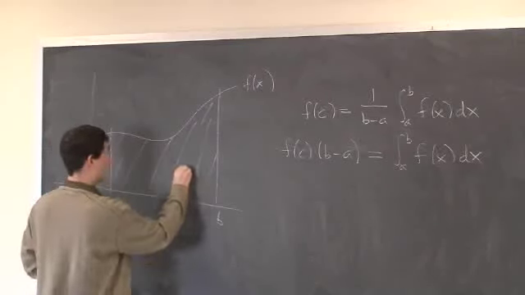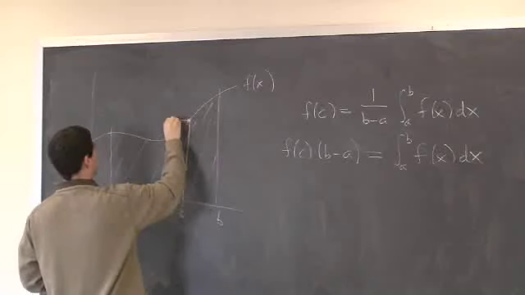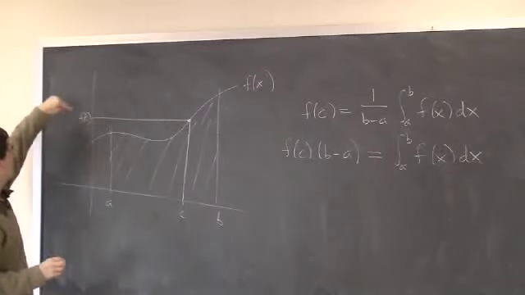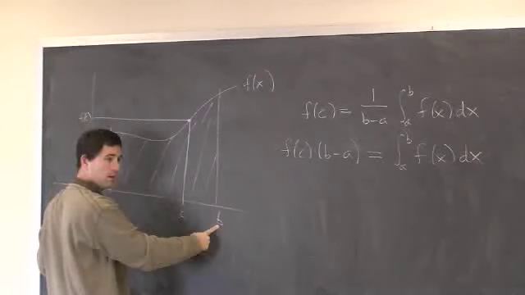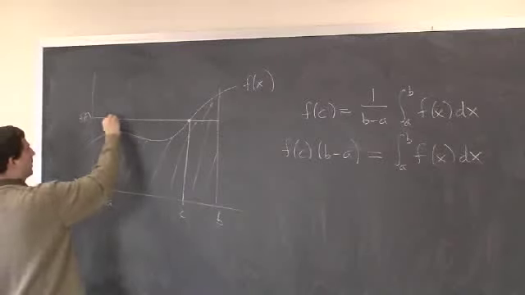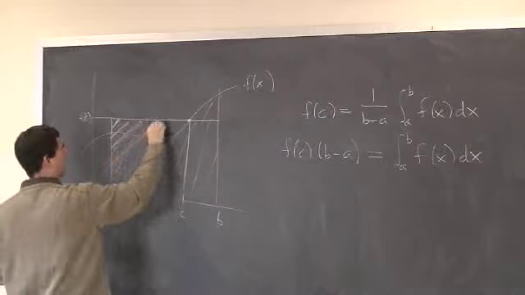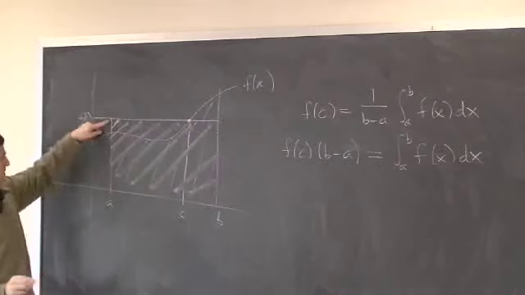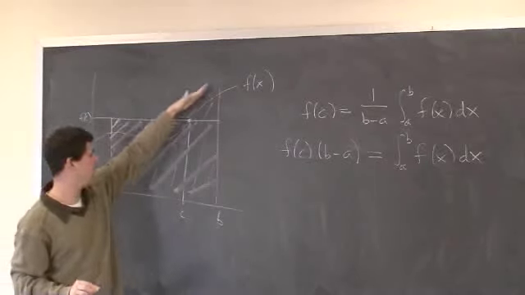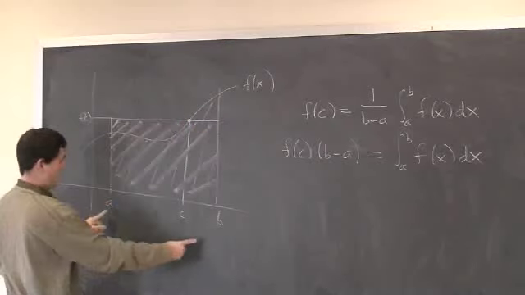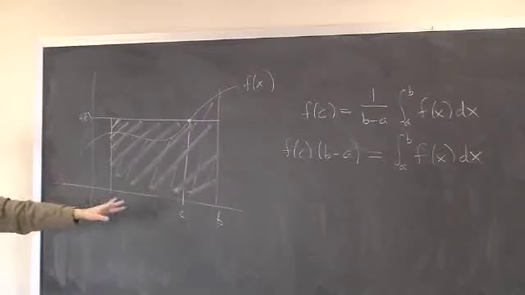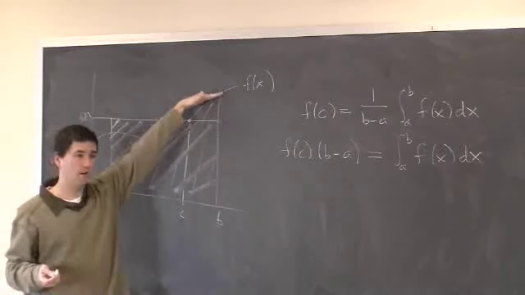And now f of c. So there's your point. Let me drag it over here. There's your f of c. If I multiply this number f of c times this distance, b minus a, what that's actually telling me is the area of this rectangle, bounded by a, b, and f of c. So I have two different areas. I have the area under the curve between a and b, and then I have the area of this rectangle, whose base is b minus a and whose height is f of c. And what the mean value theorem for integrals is saying is that there is this point c such that the area of this rectangle is the same as the area under the curve between a and b.